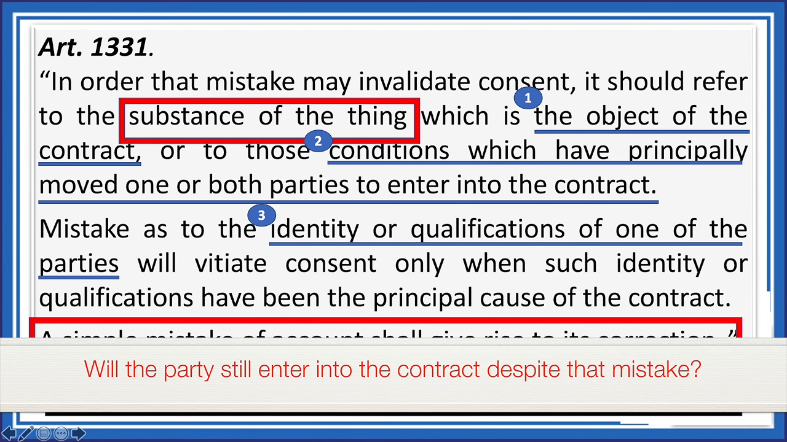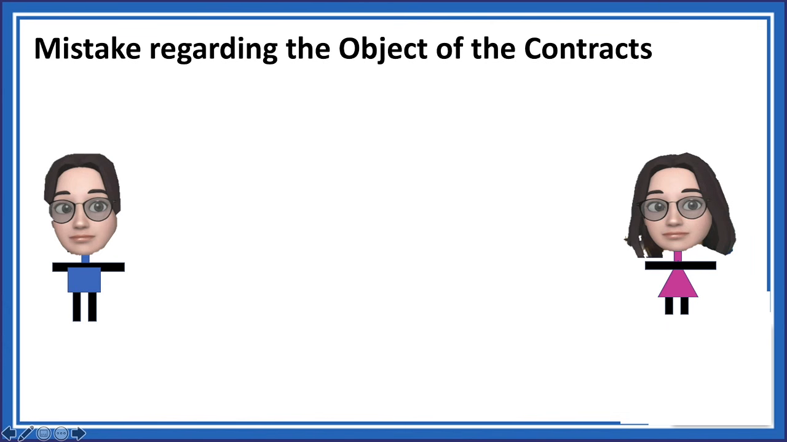Now, to better understand this concept of substantial error as to the object of the contract or the conditions which have principally moved one or both parties into the contract, or the mistake as to the identity or qualifications of one of the parties, I think it is much better if we discuss it through an example. So, first, let's take an example of how you can say that there was a mistake regarding the object of the contracts.